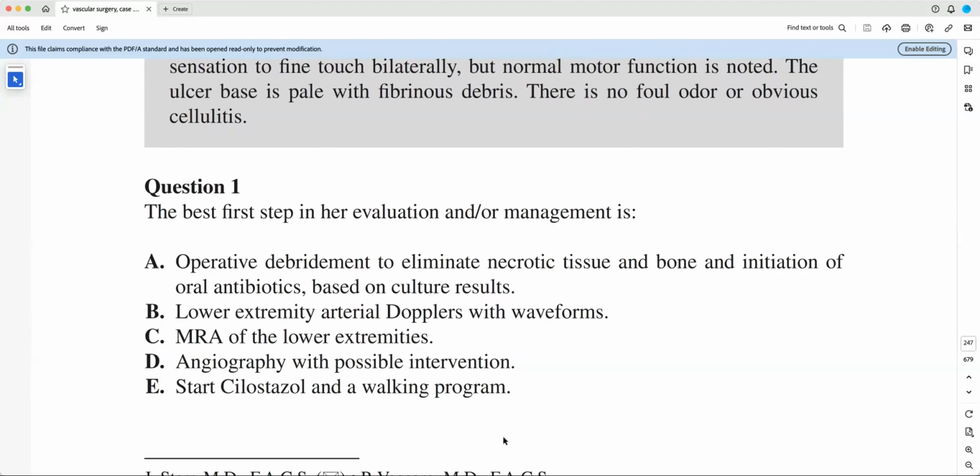B, lower extremity arterial Doppler with waveforms. Okay, this is a good answer. C, MRA of the lower extremity. D, angiography with possible intervention. E, start cilostazol and a walking program. So the first step is also diagnosis and evaluation. I think I will go with B, doctor, because they need the first step.